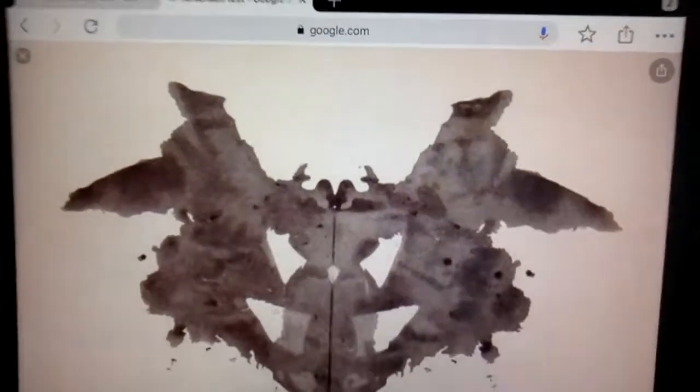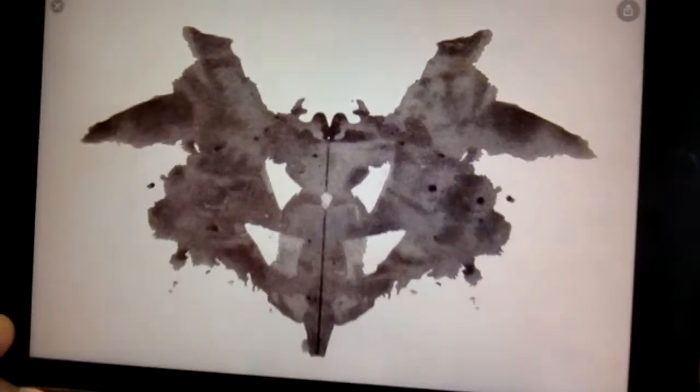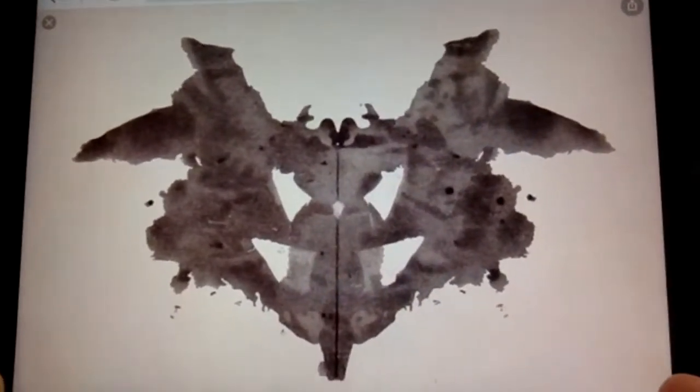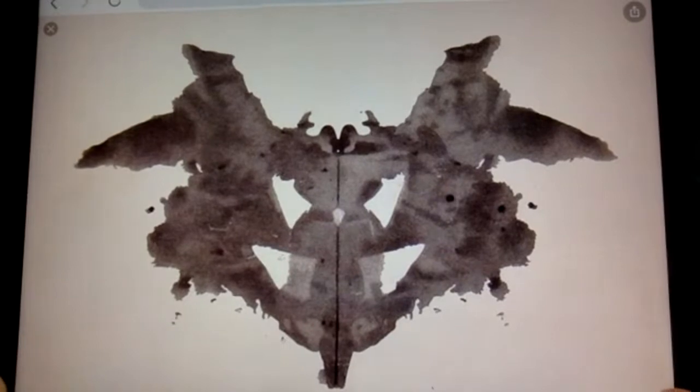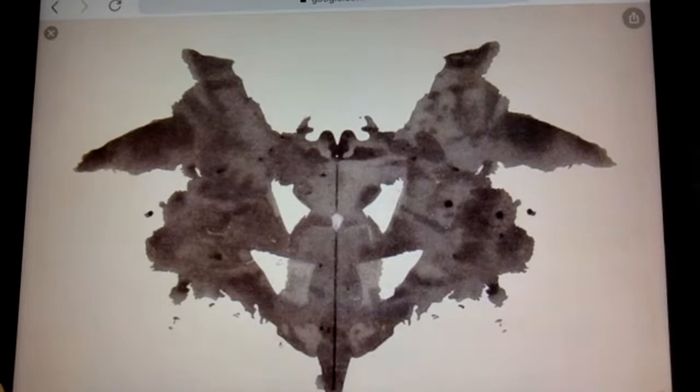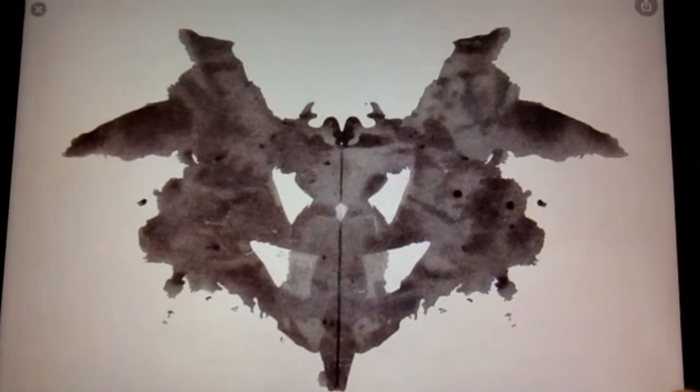Okay, and I'm going to give you a minute, and you're just going to write down everything you see or perceive in the inkblot. It doesn't have to be the entire picture. It can be certain aspects of the picture, so on and so forth. I'm going to touch it. And again, you're supposed to write down the first things that come to your mind. So again, it's free association, accessing your unconscious.